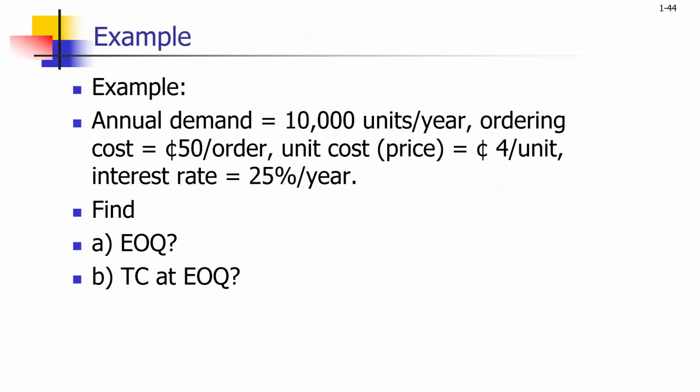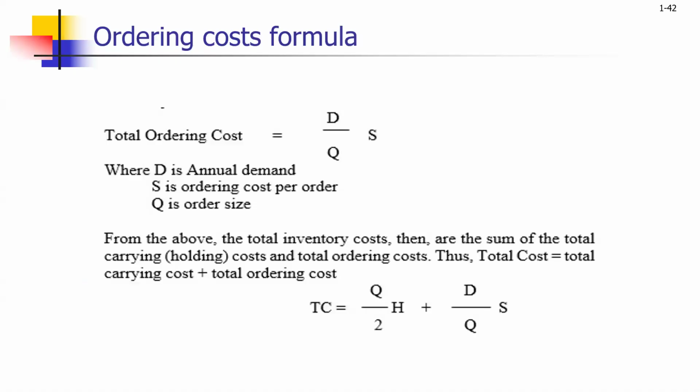So an example: if the annual demand for a product is 10,000 units, ordering cost is 50 cedis per order, and unit cost or the price is 4 cedis per unit, interest rate at 25%, find the EOQ. And 2, what is the total cost when you are ordering at EOQ level? So let's go back to the formula. You see the Q there is your EOQ. All right. And so can we calculate this?